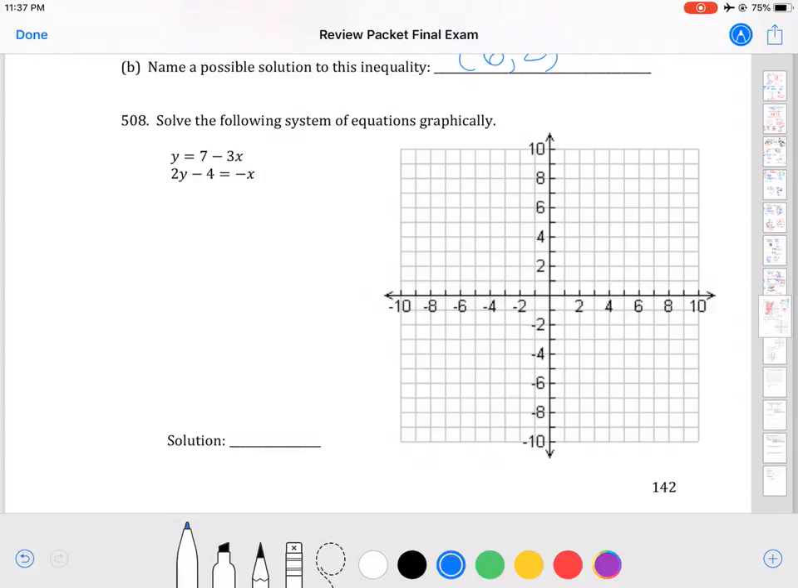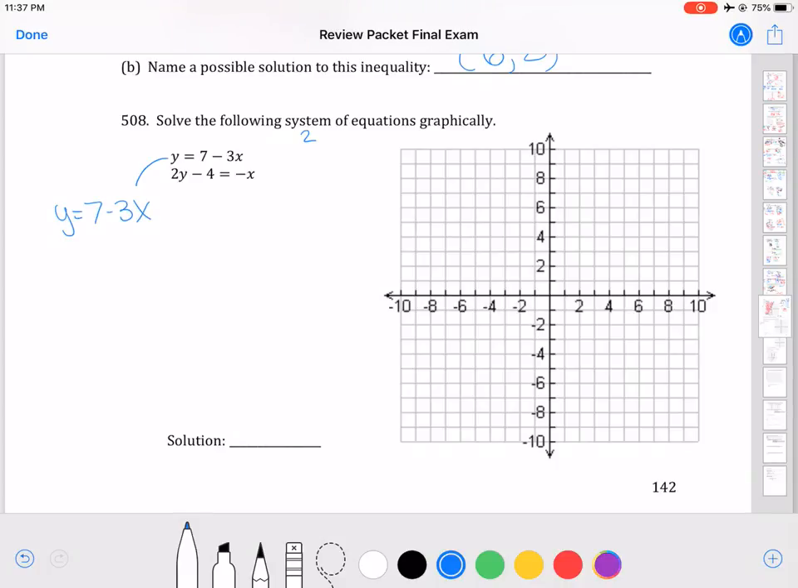All right, next one, 508. So solve the following system of equations graphically. When you have a system, it means we're working with 2 in this course. So I'm going to graph each of these one at a time, and then your answer is going to be where both the equations are the same. So let's graph them and you'll see what that ends up looking like.